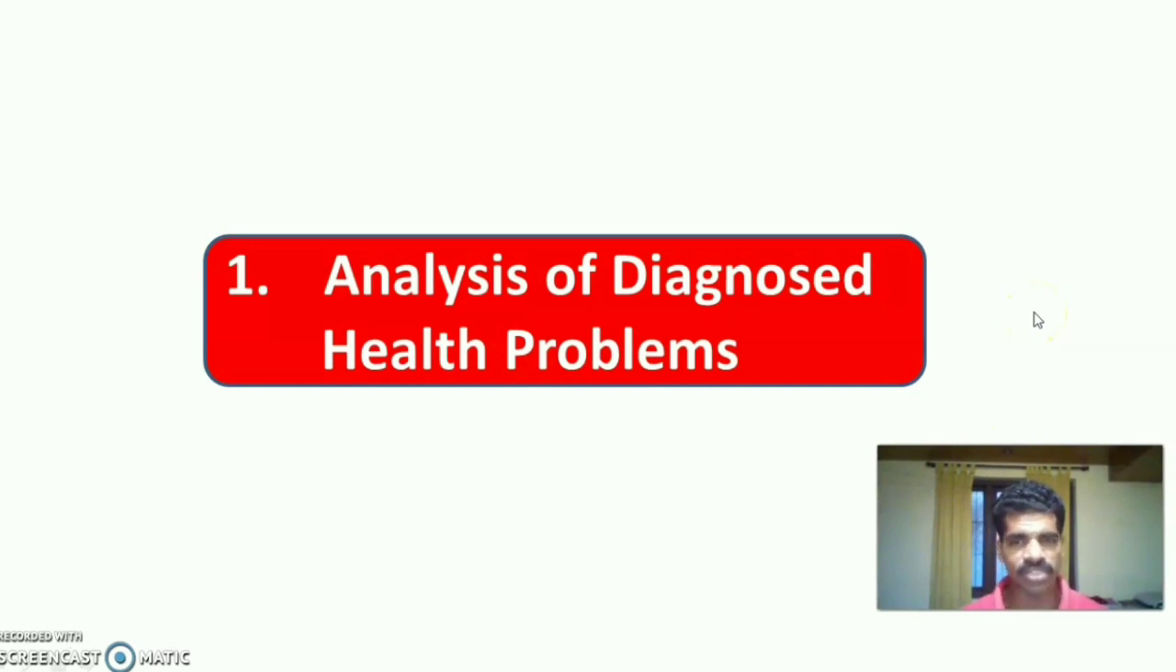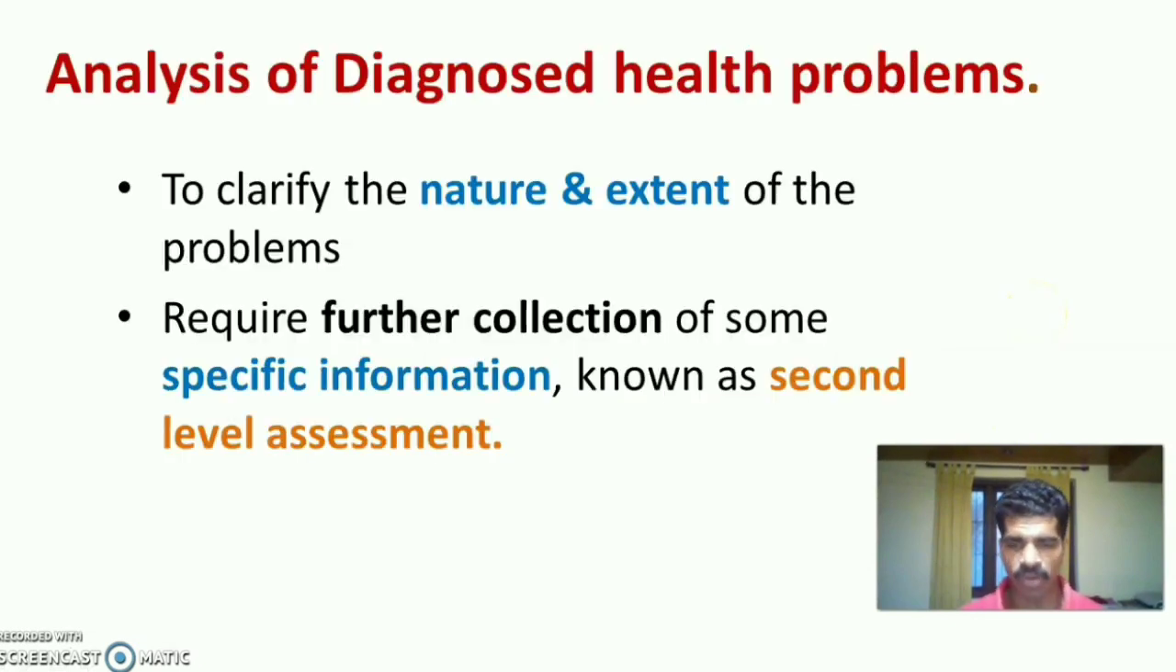First is analysis of diagnosed health problems. Analysis of diagnosed health problems is usually done to clarify the nature and extent of the identified problems. It is also known as second level assessment. Sometimes we require further collection of some specific information to clarify the nature and extent of the problems.